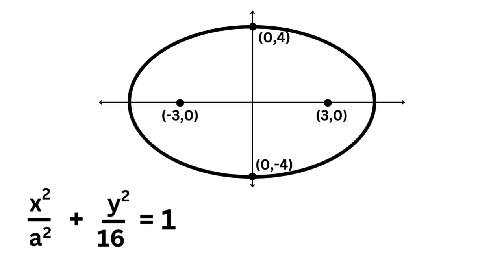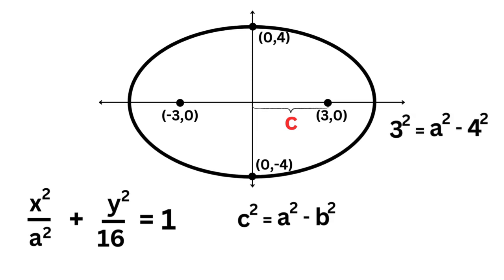So we're missing our a value, which would be the vertices along the major axis. So what we're going to do is use our formula for the foci, which is c squared is equal to a squared minus b squared. And we know that c is the distance from the center to the foci, so c has to be 3. So solving for a, we would get 3 squared equals a squared minus 4 squared, or 9 equals a squared minus 16, which would give us 25 equals a squared, and when we solve for a, we get 5.